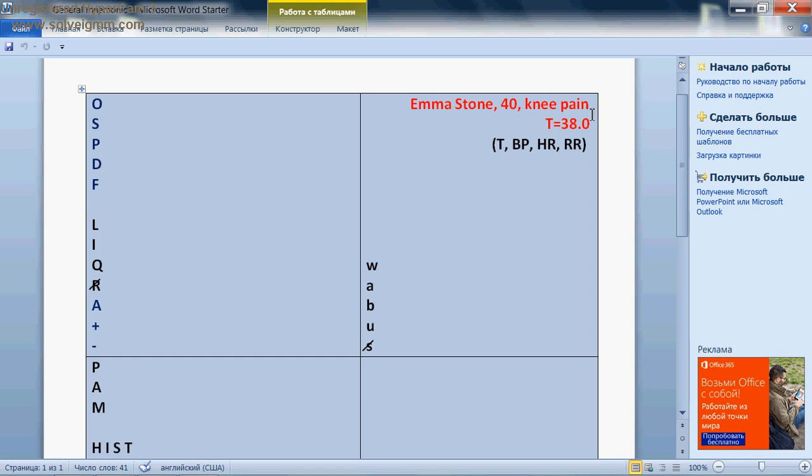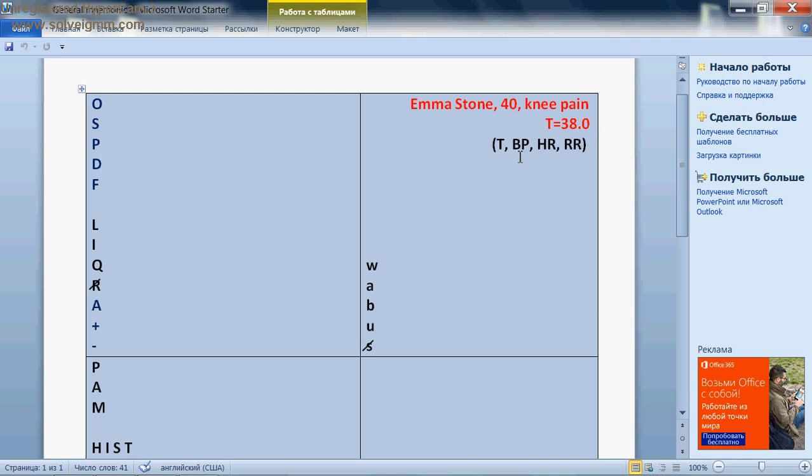Also, you'll see 4 parameters: temperature, blood pressure, heart rate, and respiratory rate. And you have to put only the parameter which is abnormal. For example, in this case, we see fever, and we write down the number. That's it. So the red is what you take from the doorway information.